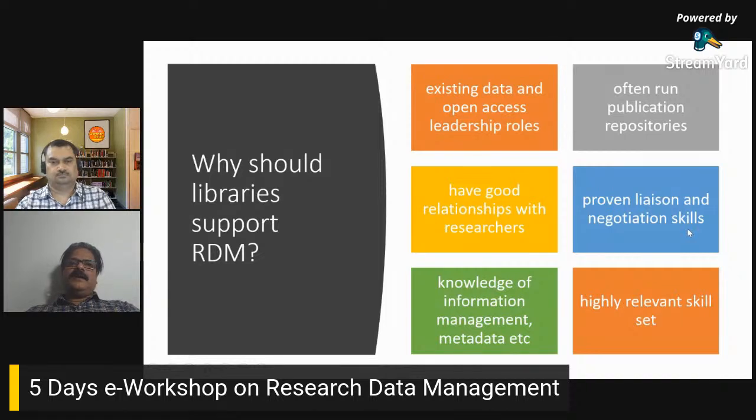In my library, we have special liaison librarians for each subject area. For example, for the School of Business Studies, we have a liaison librarian. So he has very good contact with the researchers of that particular department and also the faculties of that department. So it would be easier for him to implement the data practices in that department. So we have knowledge of information management, and we have a highly relevant skill set.